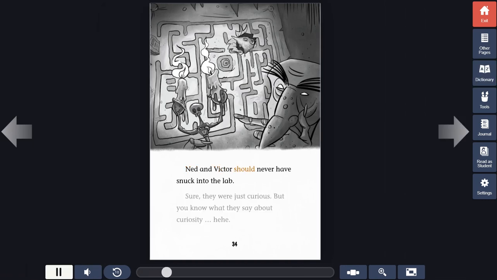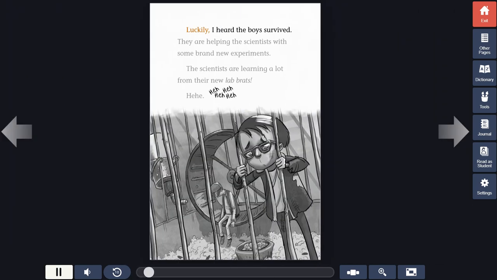Ned and Victor should never have snuck into the lab. Luckily, I heard the boys survived. They are helping the scientists with some brand new experiments. The scientists are learning a lot from their new lab brats.